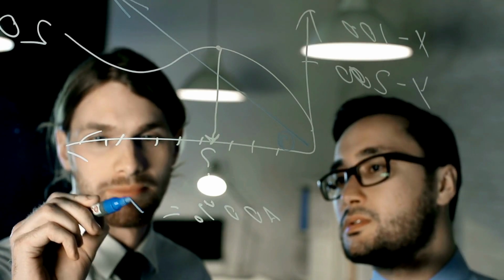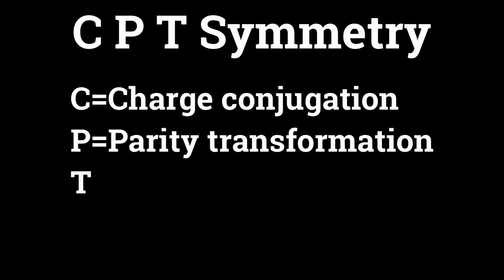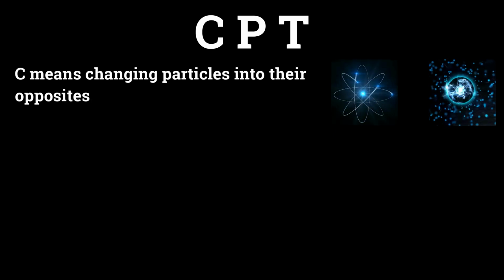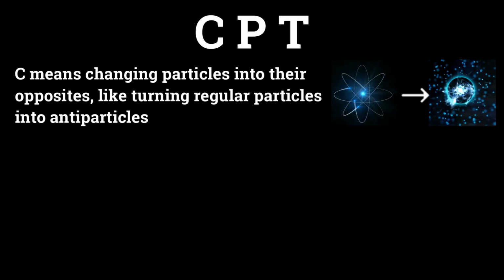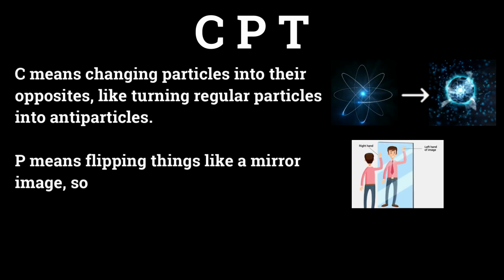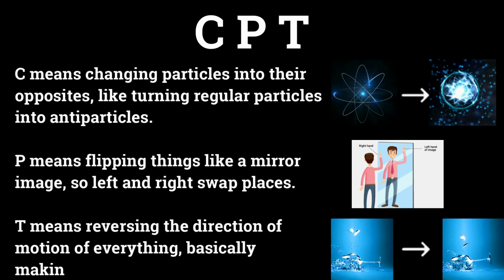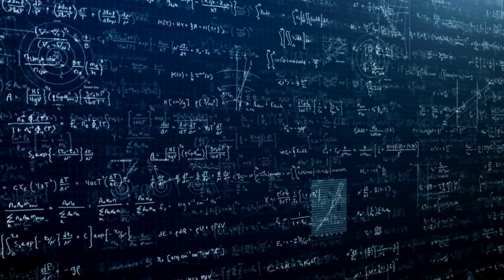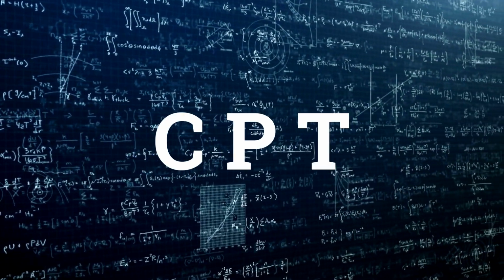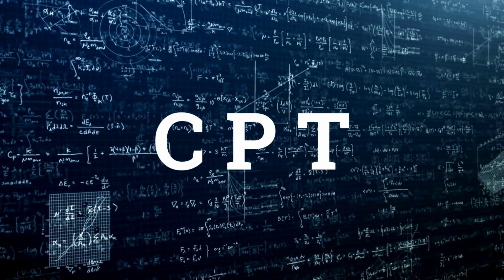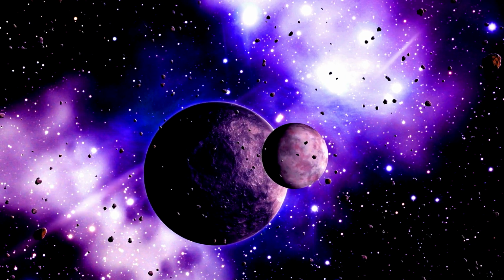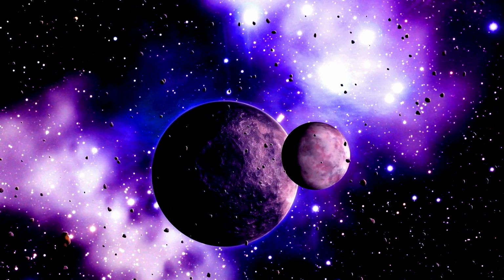There are three special actions that can be applied to objects and events, known as CPT symmetry. CPT stands for charge conjugation, parity transformation, and time reversal. C, P, and T. C means changing particles into their opposites, like turning regular particles into antiparticles. P means flipping things like a mirror image, so left and right swap places. T means reversing the direction of motion of everything, basically making things go backward. When scientists combine these operations C, P, and T, they find that the laws of science still make sense. This means that the rules are symmetrical, avoiding a bias towards either the past or the future.